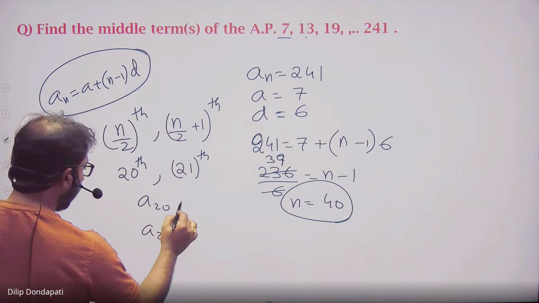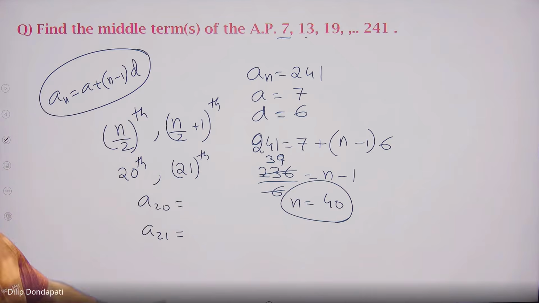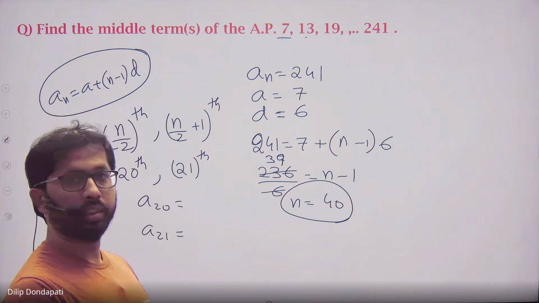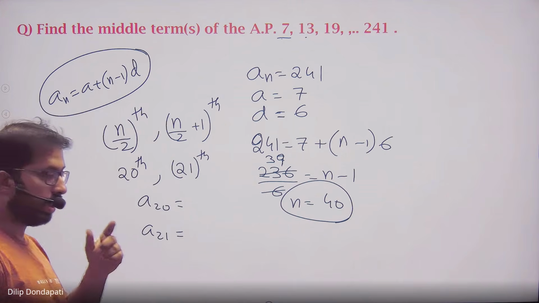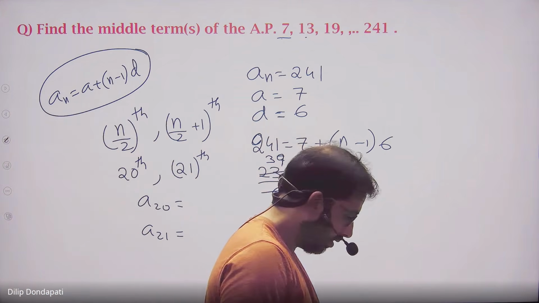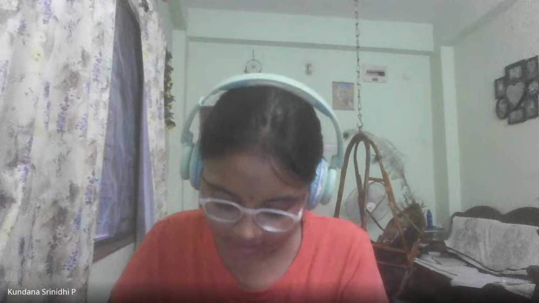Find करो. A20, A21. See how much you got? You got 20, 21 का middle terms. Yes. कितना है? A20 is how much? Sir, A20 I got 153 and 153. No, wrong.